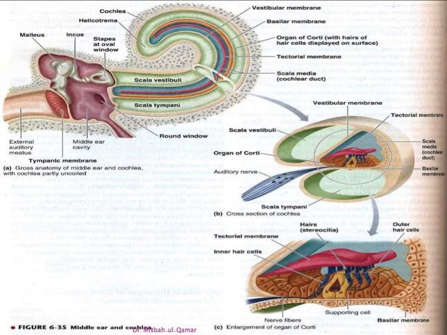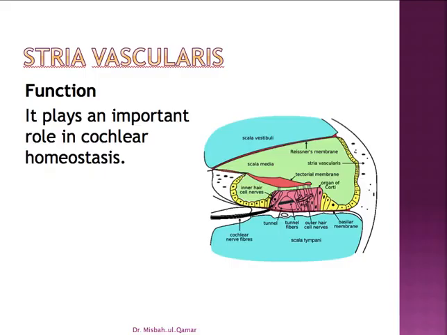Vascularis. So what is stria vascularis? Stria vascularis basically, this is the stria vascularis. It is a highly vascularized and multi-layered tissue, and it forms the part of the lateral wall of the scala media, and it plays an important role in the cochlear homeostasis.